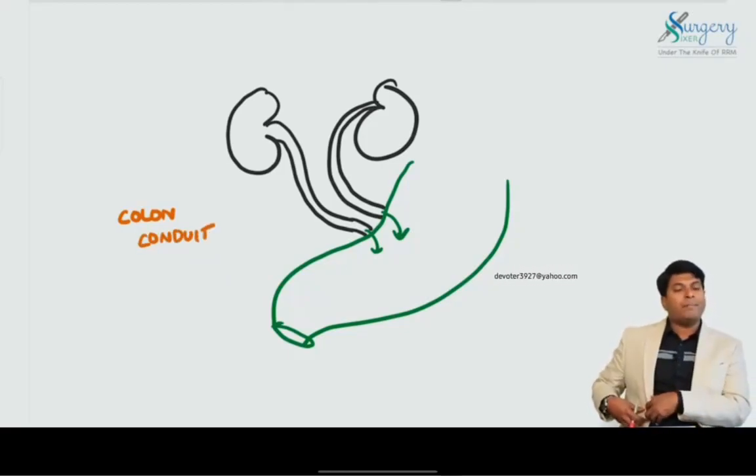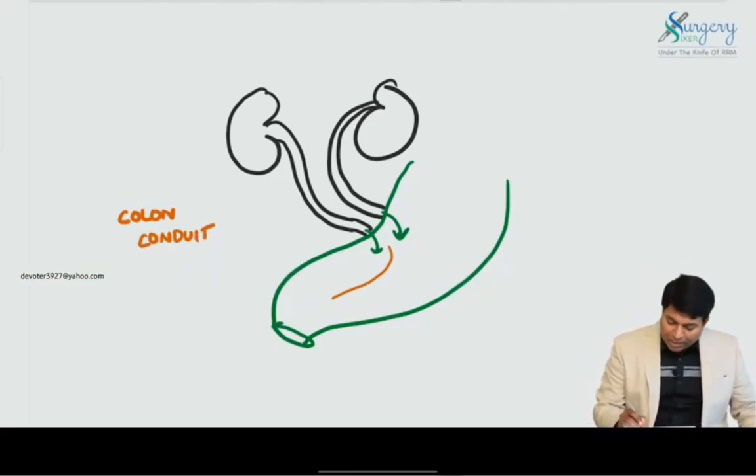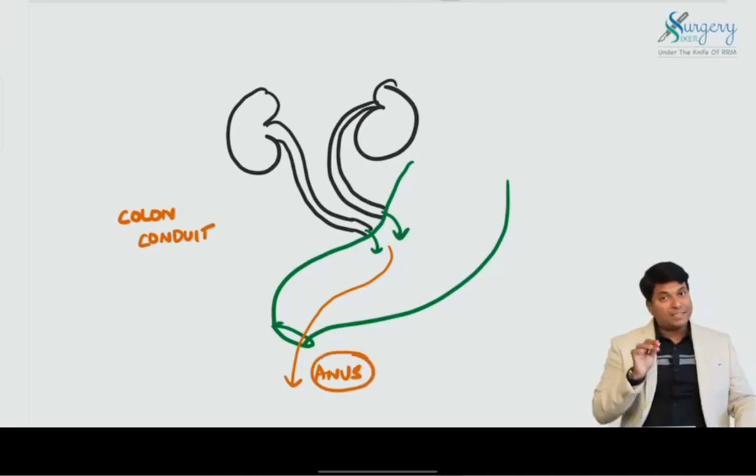So no need of any stoma. There is no need of any stoma. The patient can pass urine through the anus. So the urine will come out through the anus. That is the main advantage. There is no separate conduit needed.